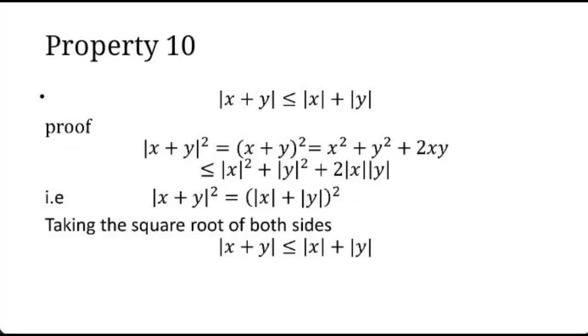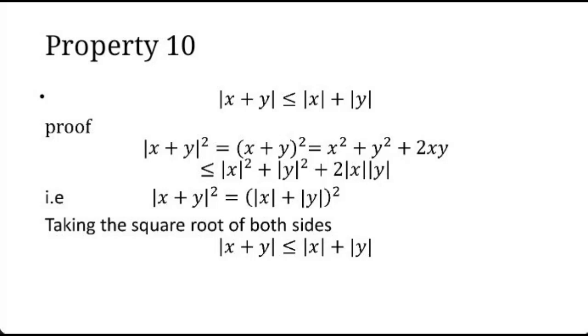Property 10. The absolute value of x plus y is less than or equal to the absolute value of x plus the absolute value of y. This is the famous triangle inequality. It means that when you add two numbers and then take the absolute value of the result, it is always less than or equal to adding the absolute values of those two numbers separately. This is like saying the straight line distance between 2 points is the shortest path. Any other route will be equal or longer.